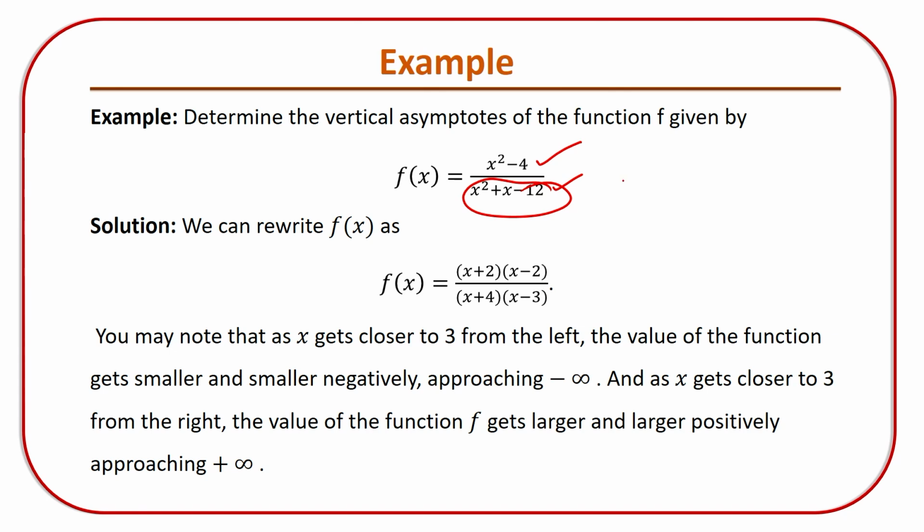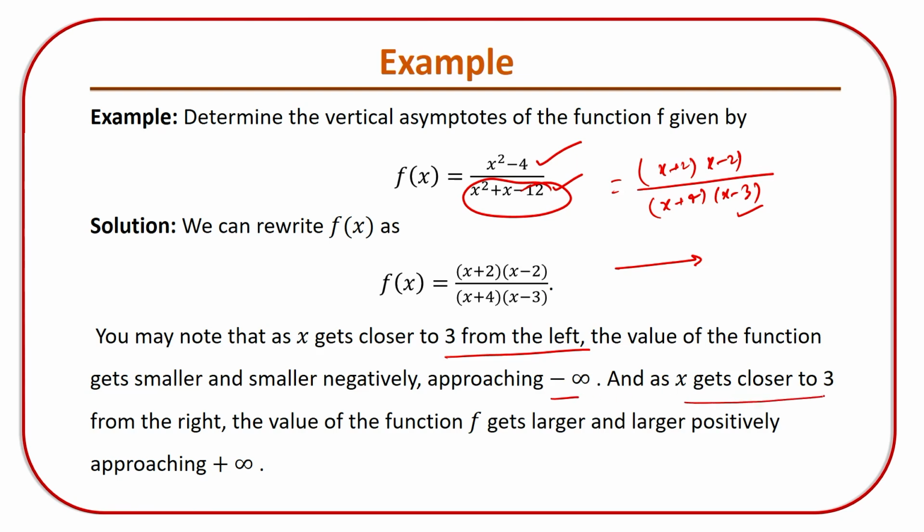So x square minus 4 can be written as (x plus 2) into (x minus 2) divided by (x plus 4) into (x minus 3), right? Now if x goes closer and closer to 3 from the left, the value of the function gets smaller and smaller negatively, approaching minus infinity, and as x gets closer to 3 from the right, the value of the function f gets larger and larger positively, approaching plus infinity.